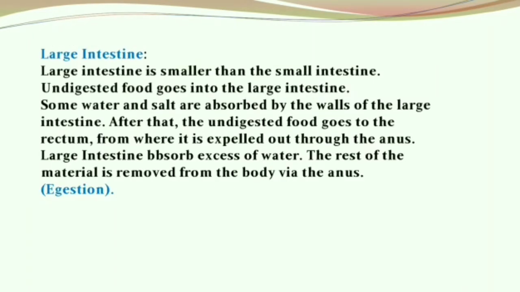Coming to the large intestine, it is smaller than the small intestine. The undigested food goes to the large intestine. Some water and salt are absorbed by the walls of the large intestine. After that, the undigested food goes to the rectum, from where it is expelled out through the anus. The large intestine absorbs excess water. The rest of the material is removed from the body via the anus. This is termed egestion.